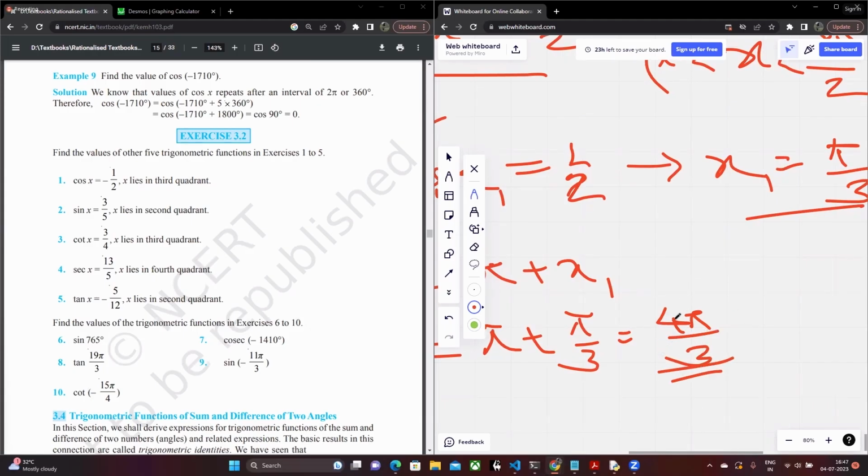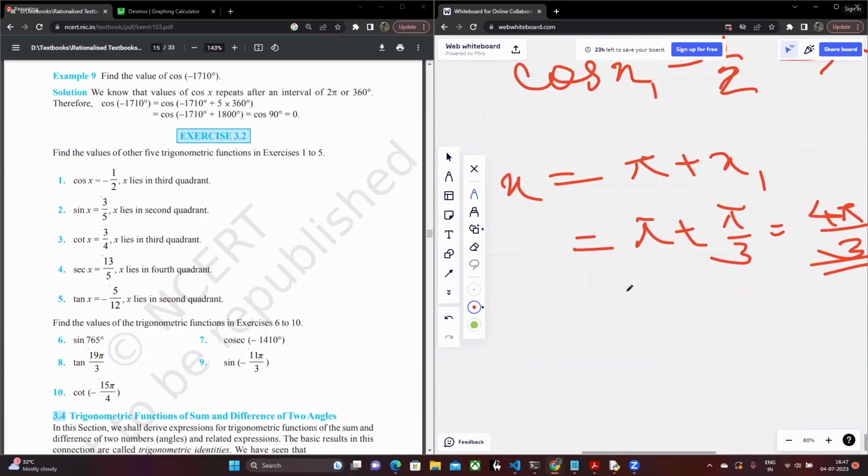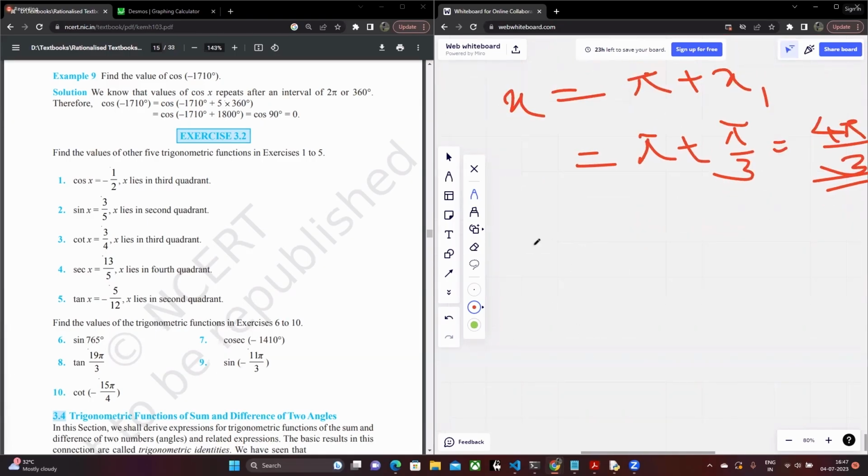This 4 pi by 3 is basically cos of 240 degrees. That is going to be equal to cos of 120 degrees, and cos 120 is basically cos of 180 minus 60, that is minus cos 60, that is minus half. I just proved that whatever calculation I've done here is correct. So we have the fact that x is 4 pi by 3, and so you can get the values of the other 5 trigonometric ratios.